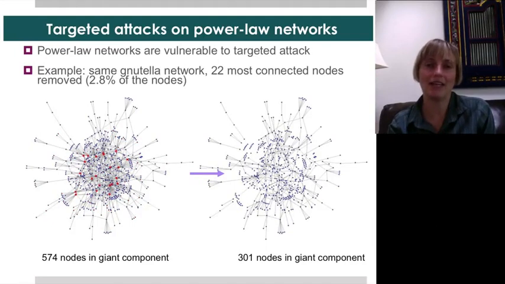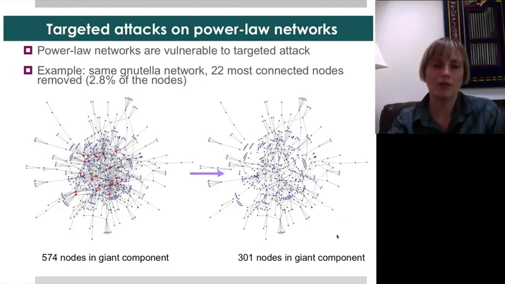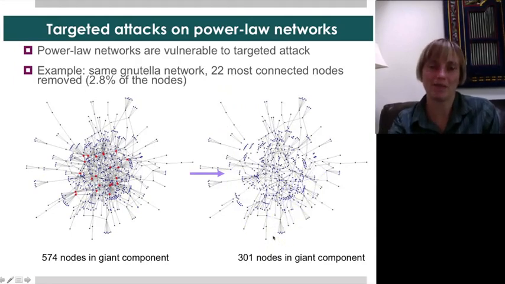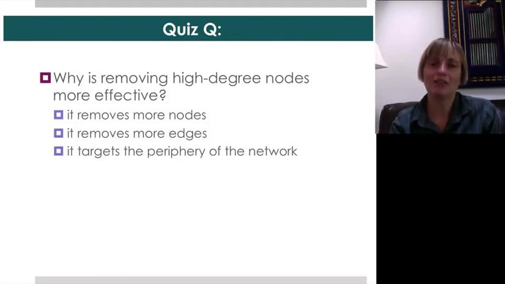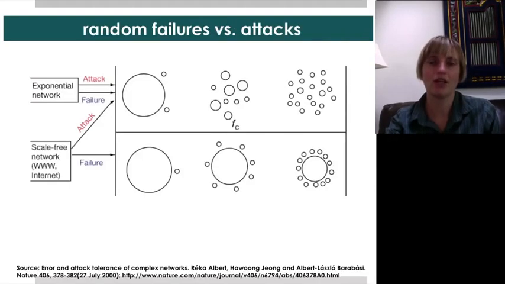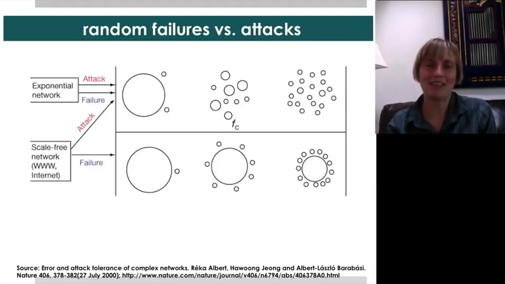On the other hand, if you go ahead and target nodes of your choosing, so here we've targeted the high degree nodes, you would get similar and even better results if you targeted the high betweenness nodes, but here, just for simplicity, we're doing high degree. Well, removing just the 22 most connected nodes, so that's about 3% of the nodes, and the giant component drops in size almost by a half. So why is removing high degree nodes more effective? Is it because it removes more nodes, because it removes more edges, or because it targets the periphery, that is the outskirts of the network? Hopefully what you realized is that if you remove high degree nodes, you actually remove a whole bunch of edges as well. And so you have much higher impact by removing those hubs.